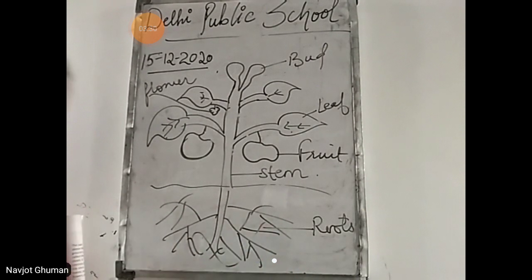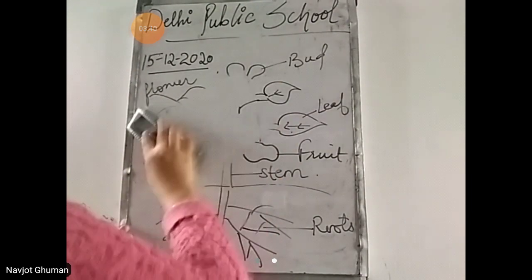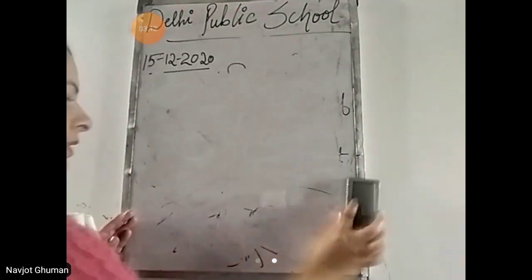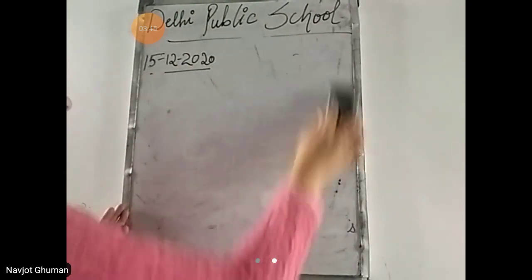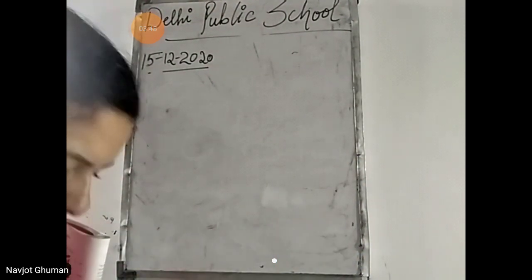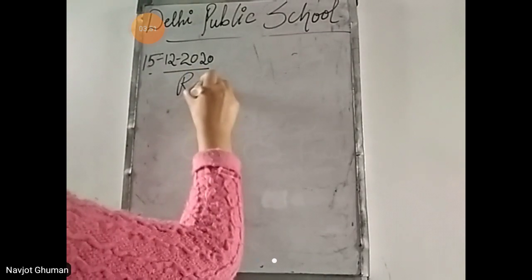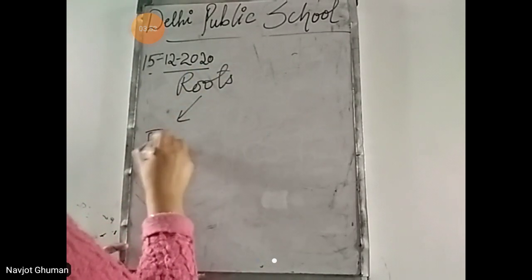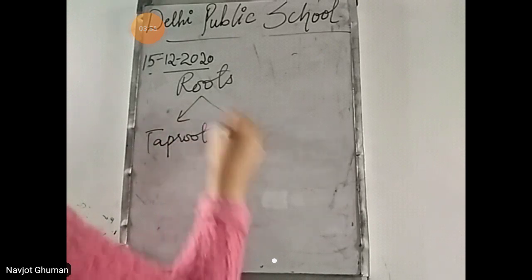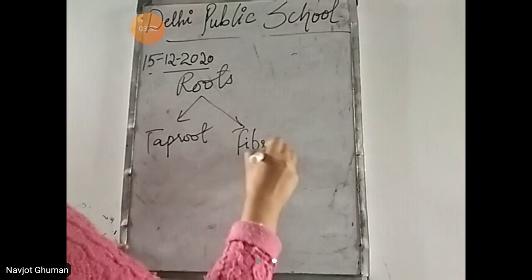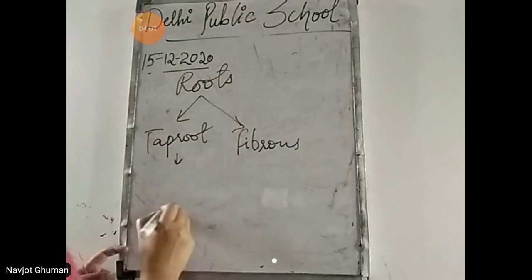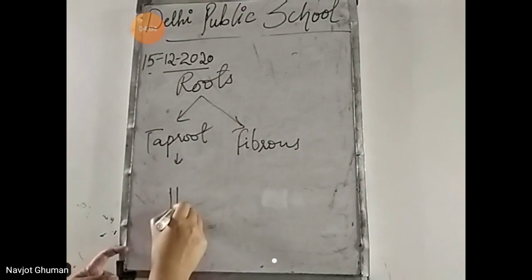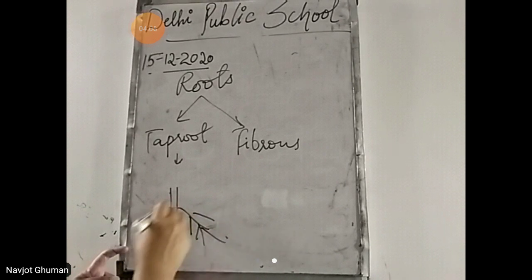Roots are mainly of two types: fibrous roots and tap roots. Tap root consists of one main root. Roots are of mainly two types, tap root and fibrous root. Tap root consists of first one thick root from which the other roots originate.